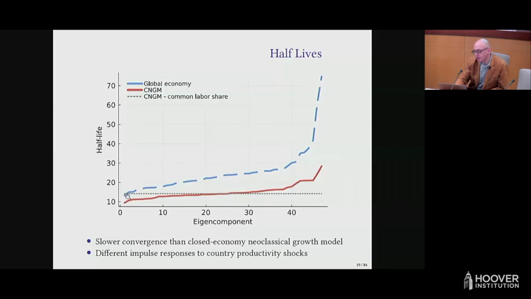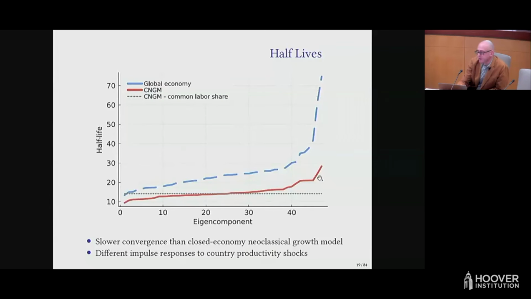Here I'm showing you the speed of convergence to steady state, as measured by the half-life of convergence, for the entire spectrum of eigenvalues. There are as many eigenvalues here as there are state variables in our model, in other words, as many countries as there are. We've got around 48 countries in the quantitative model. The blue dashed line is the speed of convergence in our model. We have half-lives ranging from around 10 years to more than 60 years.